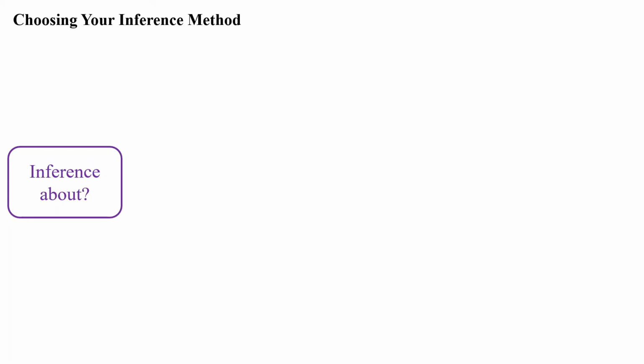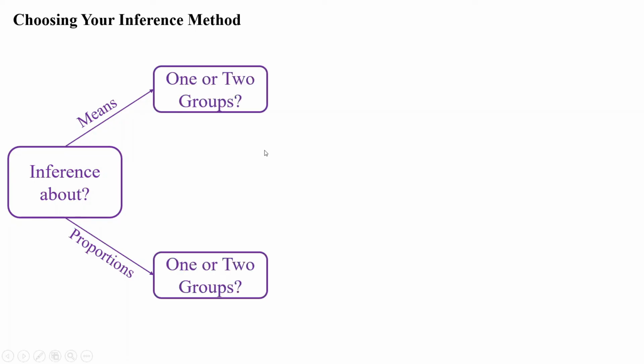So your first question when you see a problem should be, what are you performing inference about? Do you have means or do you have proportions? The type of data you have narrows down the test significantly. Once you get there, you ask the next question: are you working with one group or two groups? Do you have one sample or two samples here?